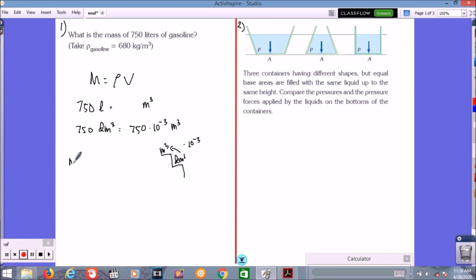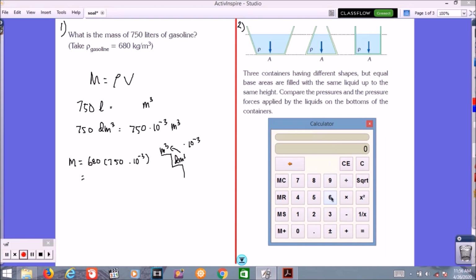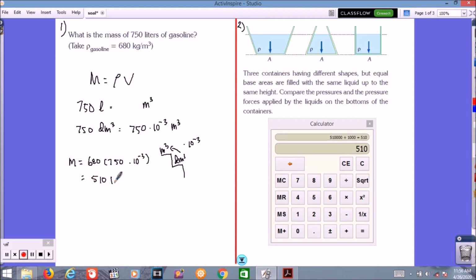Okay, and then the mass is equal to the density, 680, times 750 times 10 to the power minus 3. We need calculators. 680 times 750, divided by 1000, equals 510 kilograms.